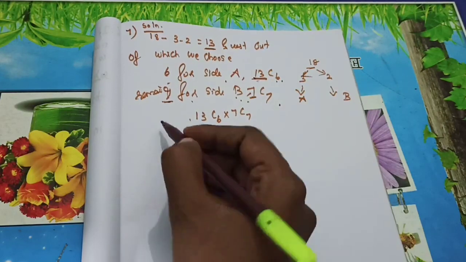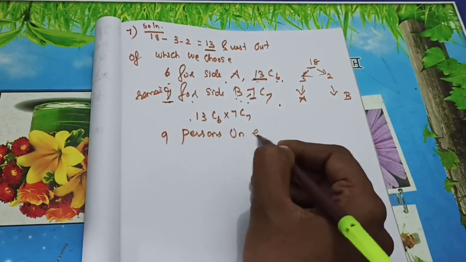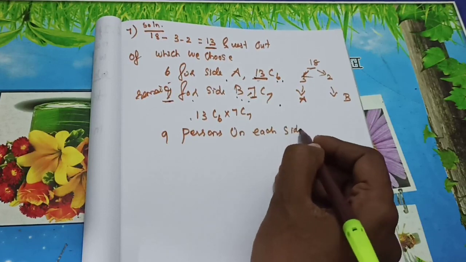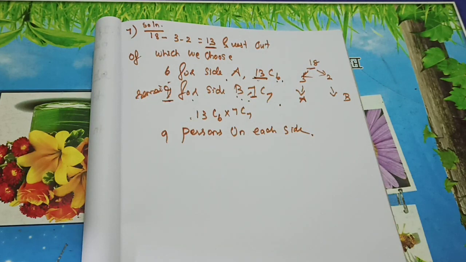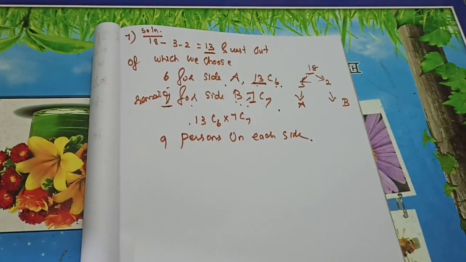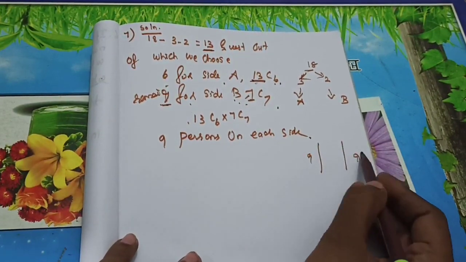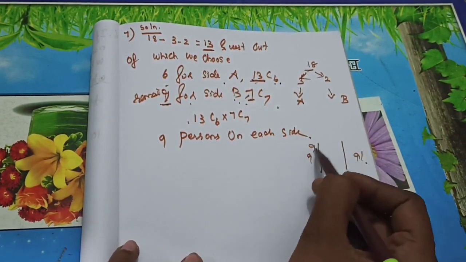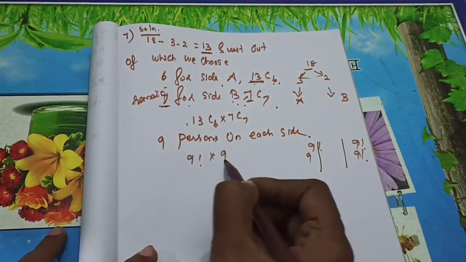Then 9 persons on each side. This is your homework today. So 9 persons on each side can arrange themselves; you don't know how they are going to arrange. So 9 persons on either side: this side 9 persons, that side 9 persons. According to their wish they will join. So that is 9 factorial, here also 9 factorial. So 9 factorial into 9 factorial.